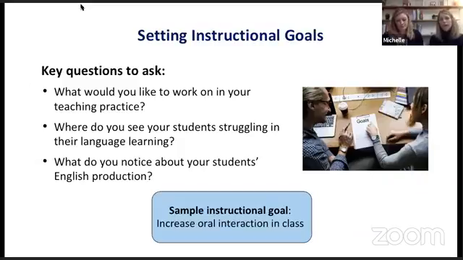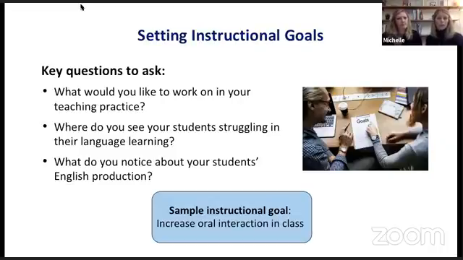Yes, so when you're setting instructional goals, there are some key questions that the coach can ask the teacher to help get that conversation started and to kind of focus in on an area to work on and improve on in instruction. So as Michelle said, we thought we would role play what this conversation might look like. So I'm going to play the role of the coach, and Michelle will play the role of the teacher who is being coached.